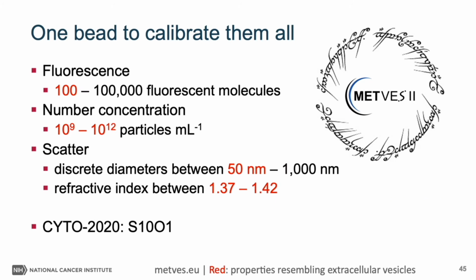In the European metrology project METVES2, we aim to develop a reference material to calibrate all aspects of vesicle flow cytometry, which are fluorescence, number concentration, and light scattering signals. In contrast to most currently available reference particles, the developed reference particles will have physical properties that resemble EVs. So keep an eye on our website.